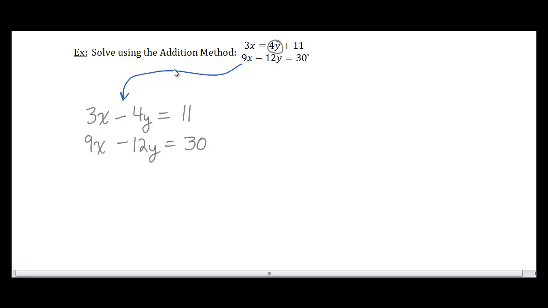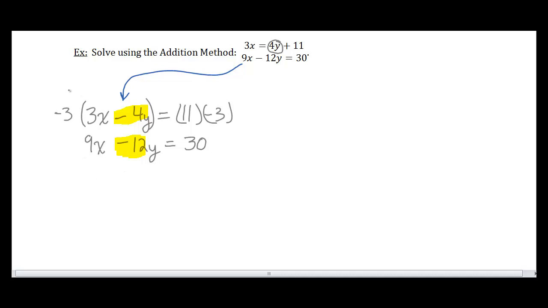Well, I have a negative 4 as a coefficient and a negative 12 as a coefficient. I know that one of them is going to be positive, one of them is going to be negative. And between 4 and 12, the least common multiple is 12. And so I want to make this negative 4 a positive 12. So I'm going to multiply this top equation on both sides by a negative 3.